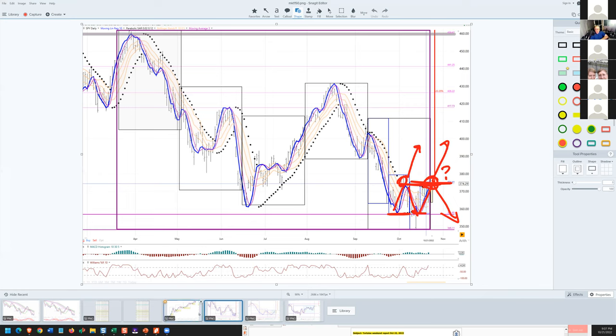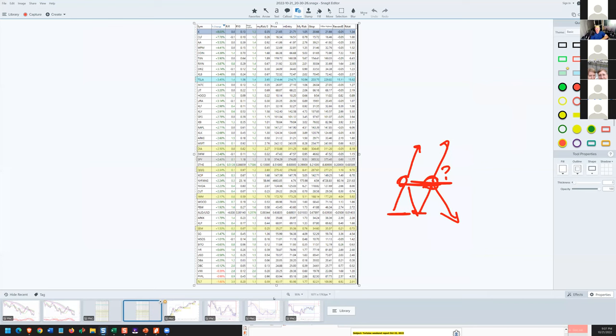Okay, so. We'll take a look at the sectors now. Let me know in chat if you found that helpful.